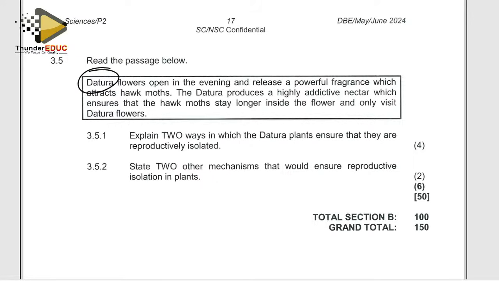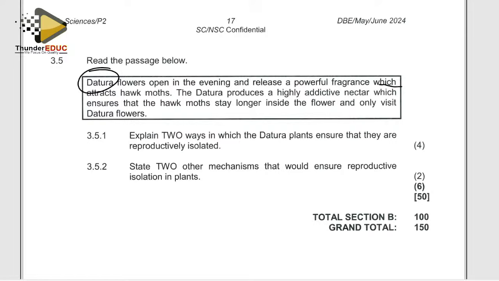It looks like the Stramonia. It looks like an eggplant, and it is very toxic. It used to kill soldiers. The flower opens in the evening and releases a powerful fragrance which attracts hawk moth. The Datura produces highly addictive nectar, which ensures that the hawk moth stays longer inside the flower and can only visit the Stramonia, the true flowers.